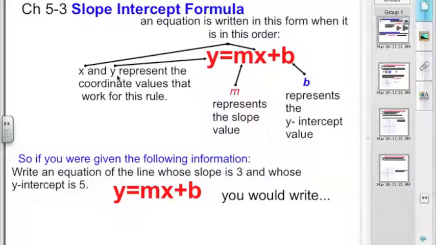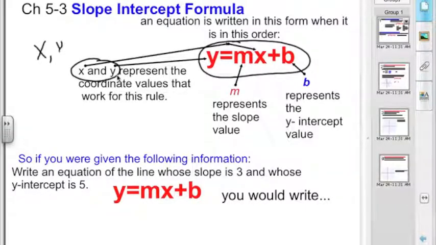Hello, so we're doing Chapter 5, Lesson 3 today, and it is over the slope-intercept formula. The slope-intercept formula is y equals mx plus b. Now the x and y represent the coordinate values that you usually see as x and y. So they will be substituted here and here when they need to be. The m represents the slope value, and we'll probably be finding that for the most part. And the b represents the constant, which is the y-intercept value. And that means where does this line that you're going to graph actually cross the y-axis?